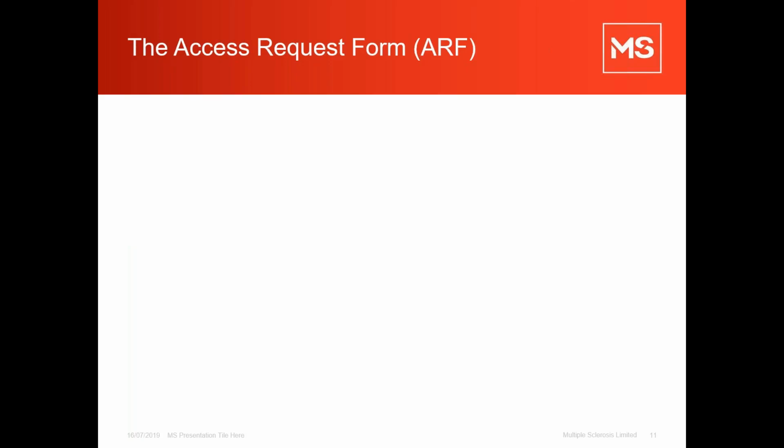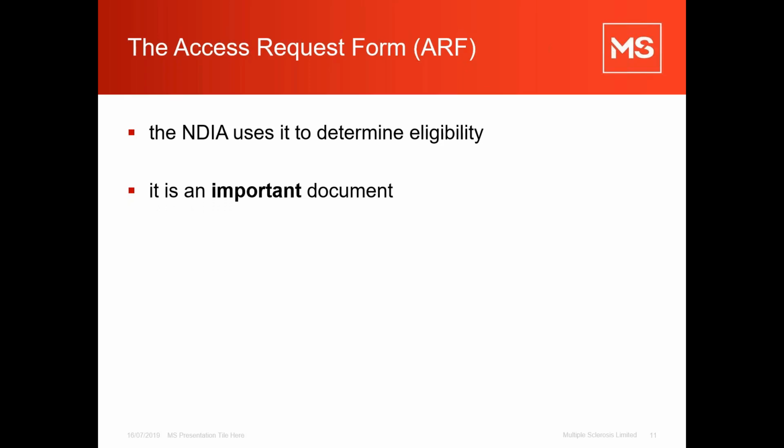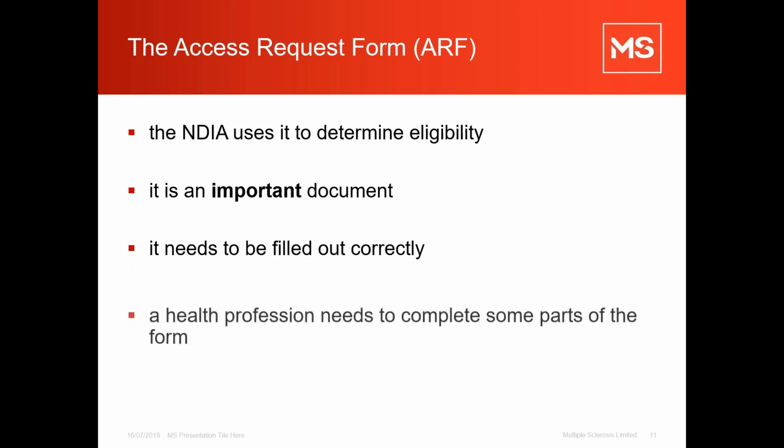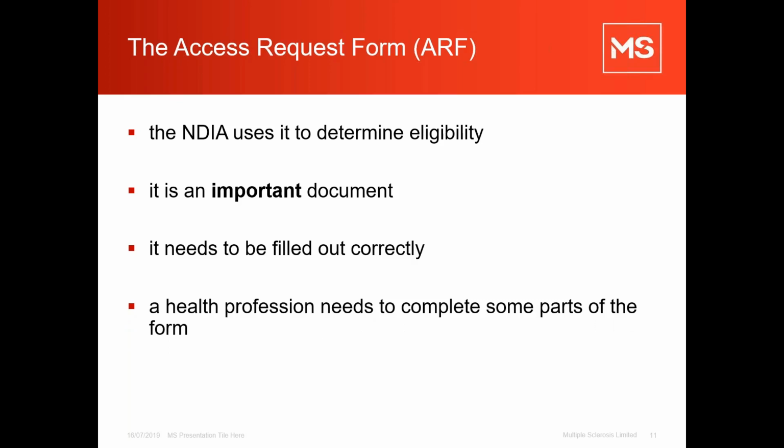So let's look at the access request form. It's a really important document, and it's pretty much the only piece of information the NDIA uses to make a decision on whether somebody's eligible or not. So the information that's on that form is what they use to decide, yes, you are, or maybe at this stage, no, you're not eligible. Very important form. Obviously, if it's such an important form, it needs to be filled out correctly. And you need to have a health professional complete some parts of the form.